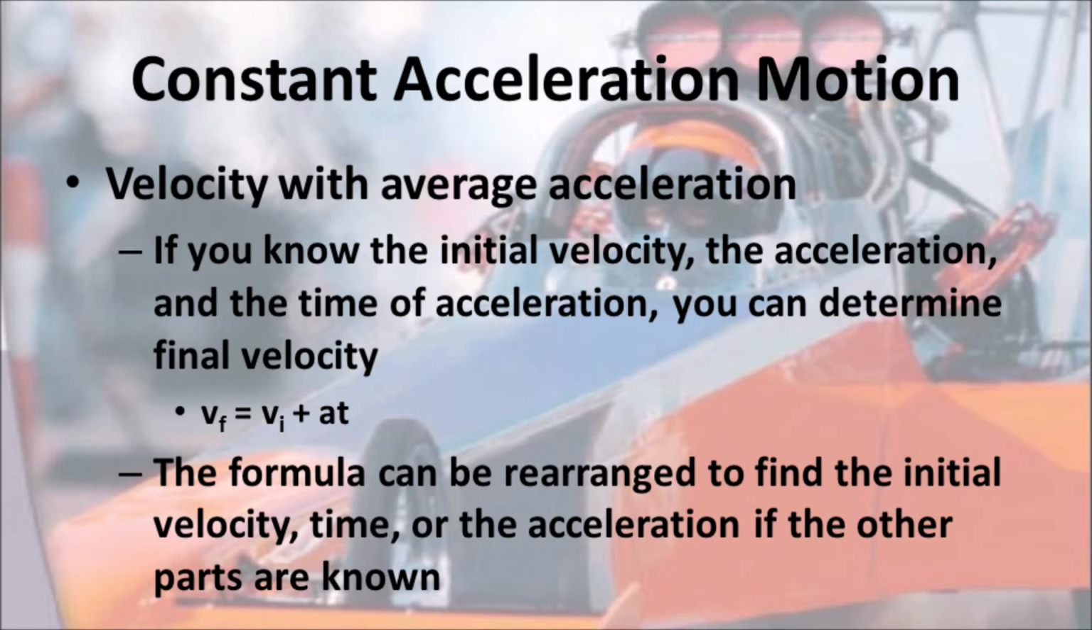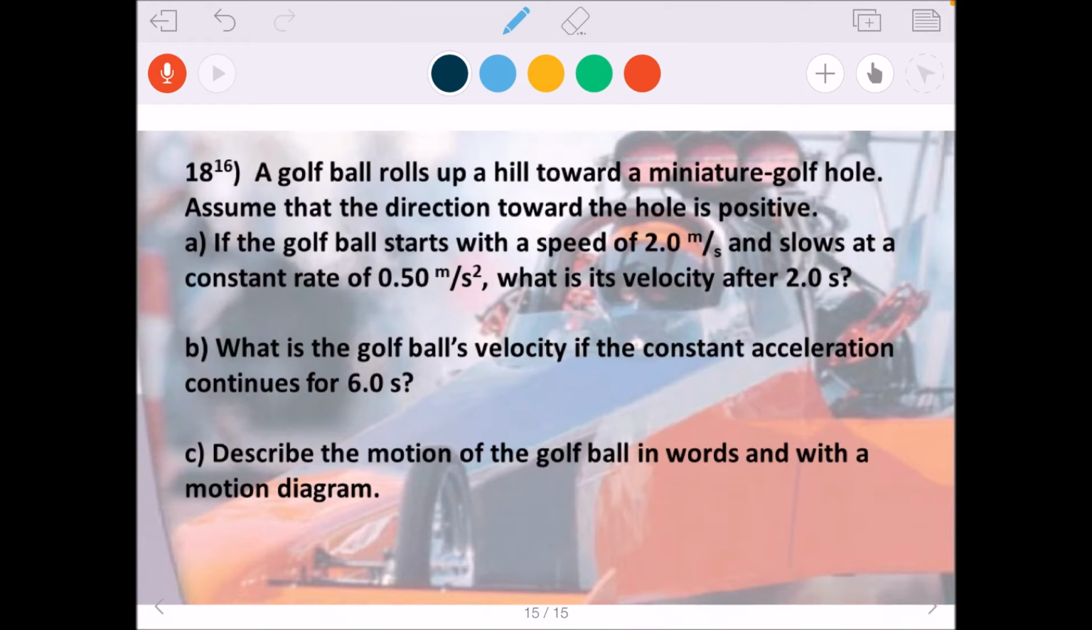So let's take a look at problem number 18. So we have a golf ball that's rolling up a hill toward a miniature golf hole.